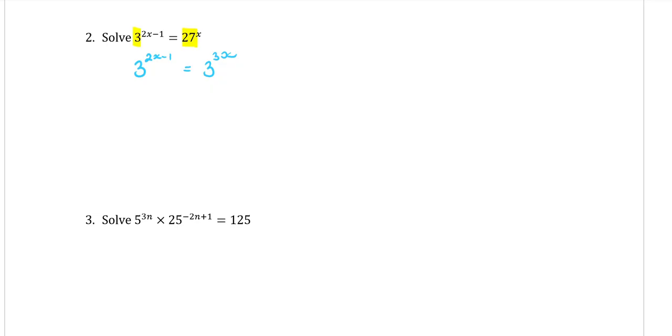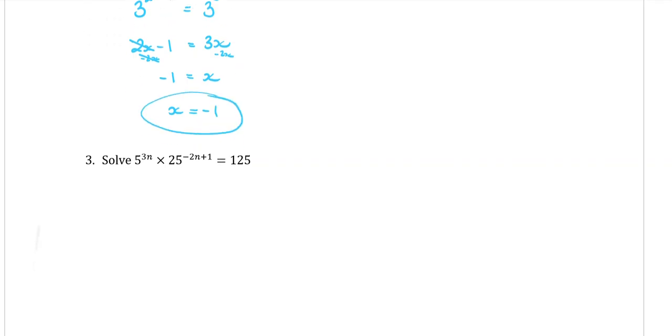Okay, so now my bases are the same, which means the power on the left-hand side must be equal to the power on the right-hand side. This time it's made a little equation that I need to solve for x. So let's subtract the 2x over to the other side. If I do minus 2x, minus 2x, I get negative 1 equals x. Or let's put it on the left, x equals negative 1.